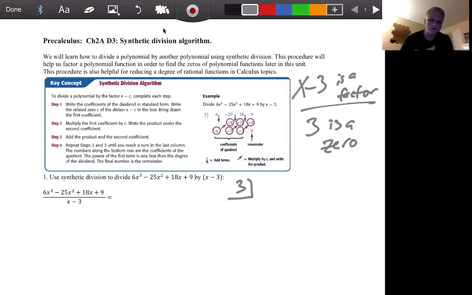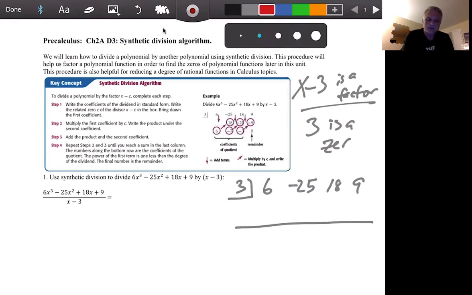Then we are going to place all of the coefficients from our polynomial. We're going to place them by themselves without any x's or x cubes or anything like that. Just going to space them out here. So it's 6, negative 25, positive 18, and positive 9. Okay, so we are going to spread them out just like that, right? I'm going to put a little line here.